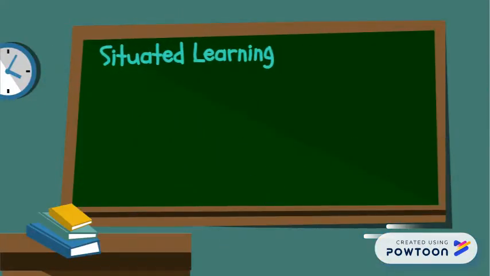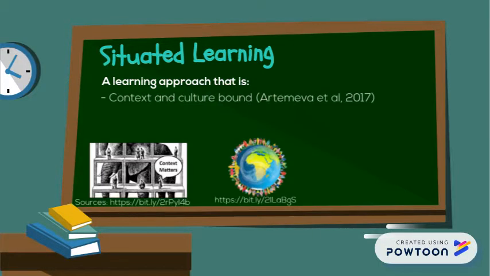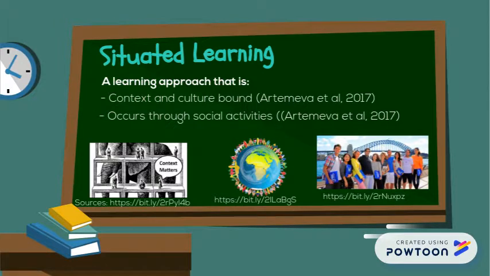The second approach is situational learning. Situational learning is an approach that views learning as context and culture bound, and that it occurs when students participate in ongoing social activities. Leif also states that learning is usually unintentional.